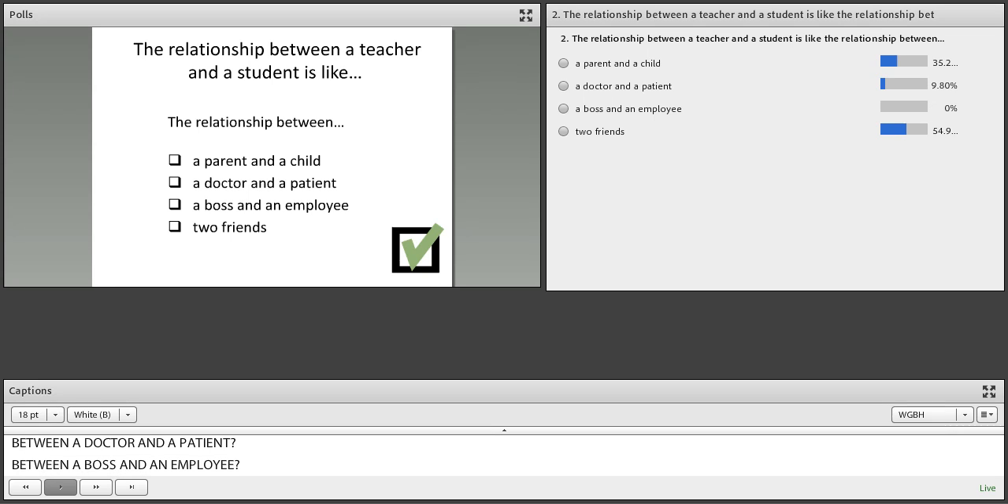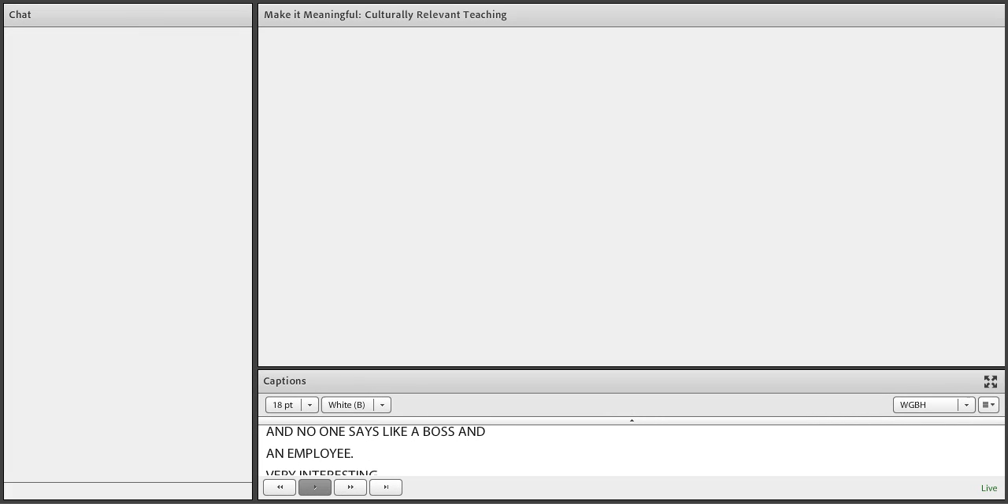Let's see. So far, over half of you say it's like the relationship between friends. About a third of you say it's like a parent and a child. Only a few of you think it's like a doctor and a patient. And no one says like a boss and an employee. Very interesting. So let's go back to our presentation.